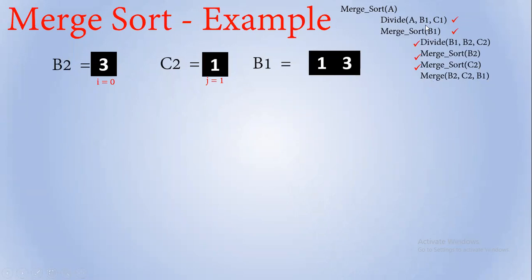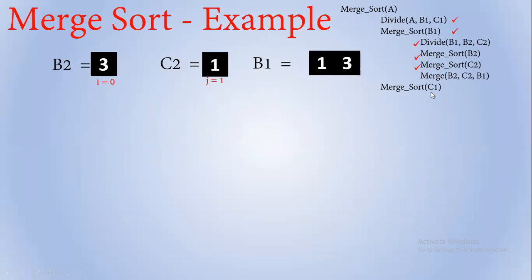So if you can guess, the next step will be merge sort C1. Now we'll go for merge sort C1. So you can see these are in the same line. That means these belong to merge sort A. So still we are in merge sort A. That is the ultimate target we have. We have to sort this A. So B1 is sorted. That means this one is sorted.